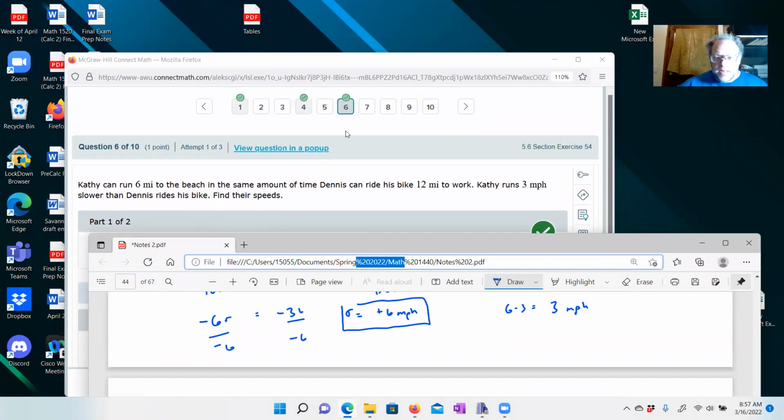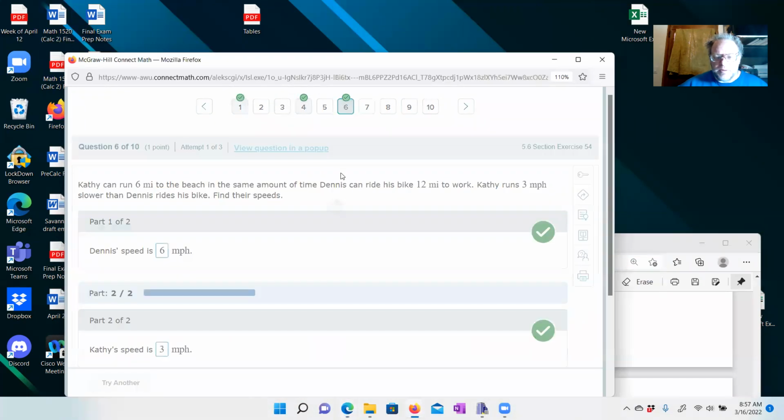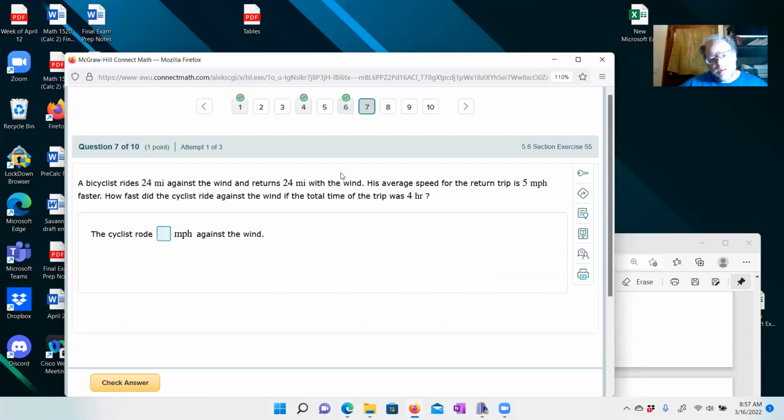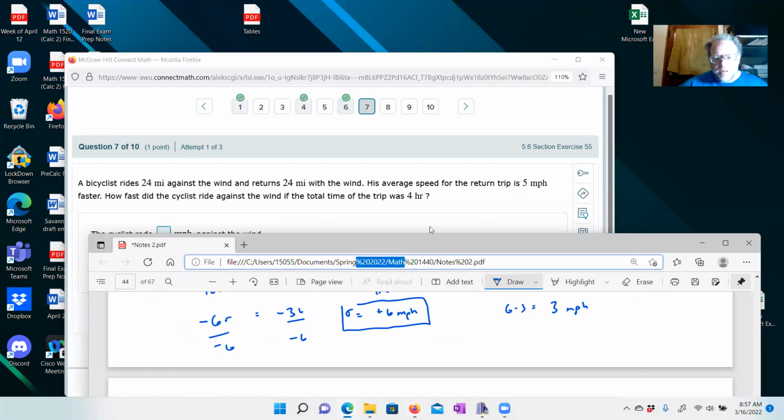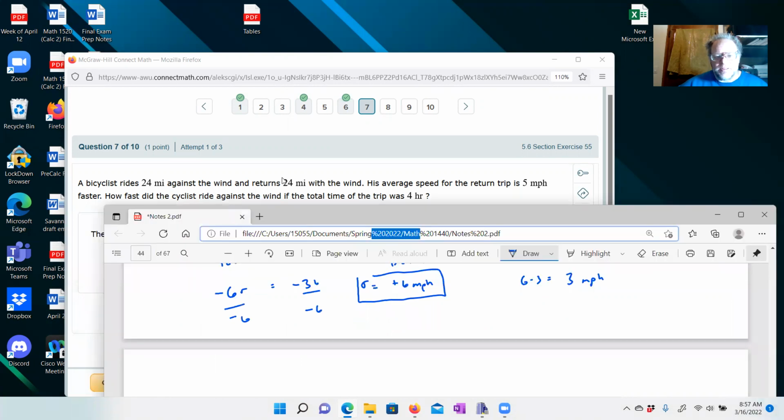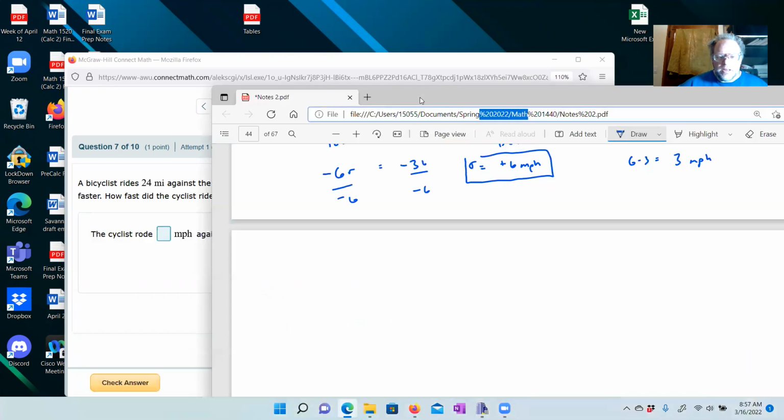Okay, so let's do one more. We have a bicyclist who rides 24 miles against the wind and 24 miles with the wind. The average speed on the return trip is 5 miles per hour faster. How fast did the cyclist ride if the total trip was 4 hours? So we're going to go somewhere and then we're going to come back.